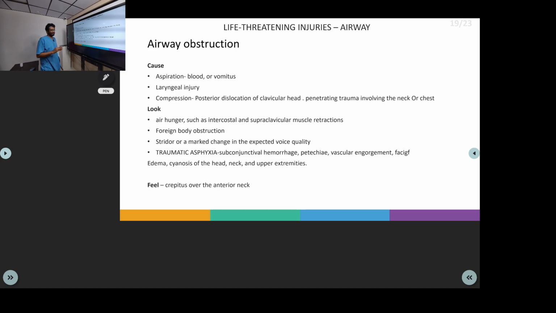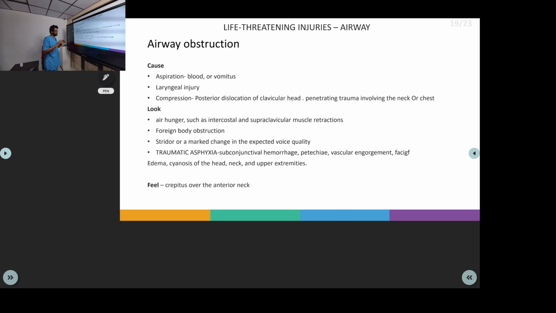So life-threatening injuries of the chest are over. Now in the airway part itself we can have life-threatening injuries. The first one is airway obstruction. The main causes of airway obstruction are aspiration of blood or vomitus, a laryngeal injury, compression of the airway by dislocation of the clavicular head, or penetrating trauma of the neck or chest.